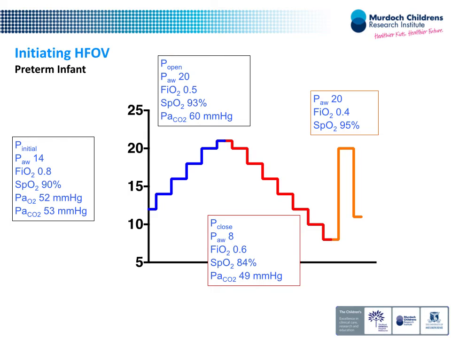Which is why when I show you some data from Anton's group, they initiate high frequency at 8, isn't it? So irrespective of conventional mean, they will go on to mean airway pressure of 8, knowing that that is logically going to be too low. But at least you know where you are from a volume state.